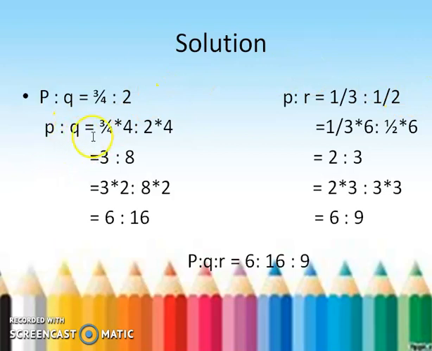Okay, P ratio Q is equal to, what I have to do here, I will multiply both these numbers with the least common factor. Here the least common factor is 6. I will multiply these two numbers with 6. Okay, 3 by 4 multiplied by 4 has given me 3, because 4 is divided with this 4, and 2 multiplied by 4 has given me 8. And here 1 by 3 multiplied by 6 will give me 2. Okay, and here 1 by 2 multiplied by 6 will give me 3.